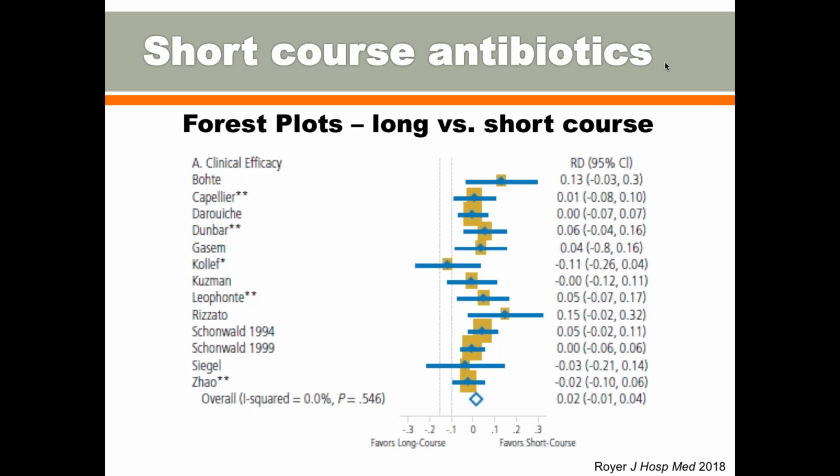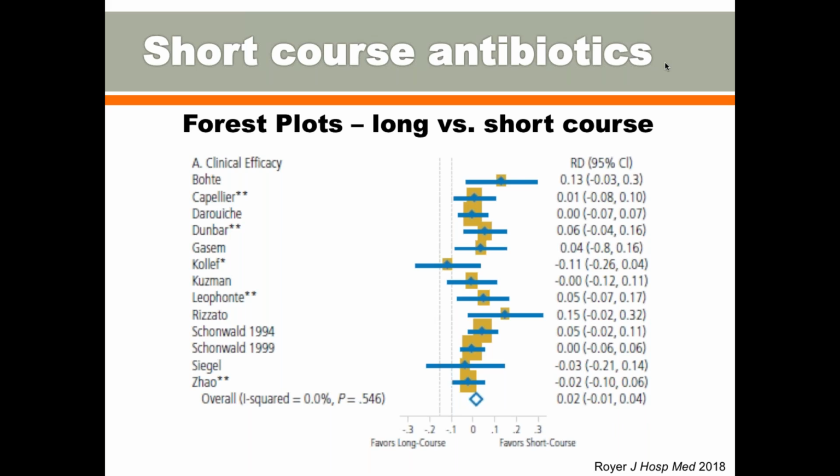So in that vein, I would like to talk a little bit about short versus long courses of antibiotics. The longer we go, the more likely the resistance is. So if we can shorten it, maybe we can reduce the total population antibiotic resistance. These next couple of slides are just a systematic review and meta-analysis comparing short versus long course antibiotics for a variety of different types of infections.